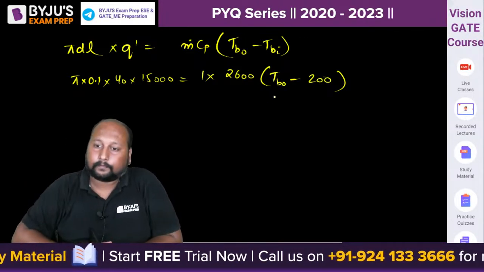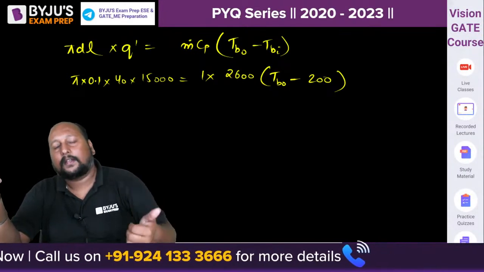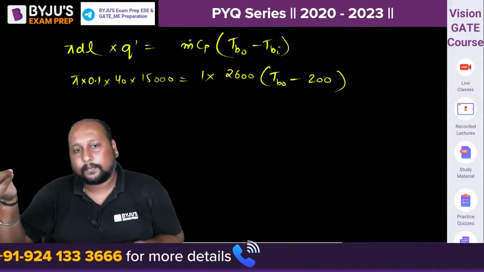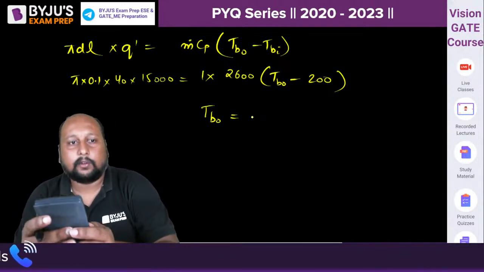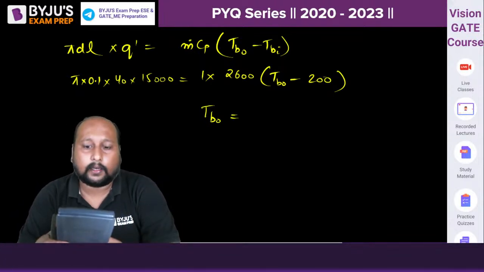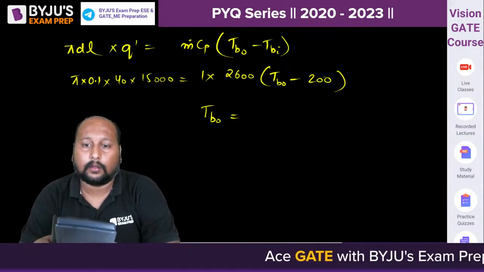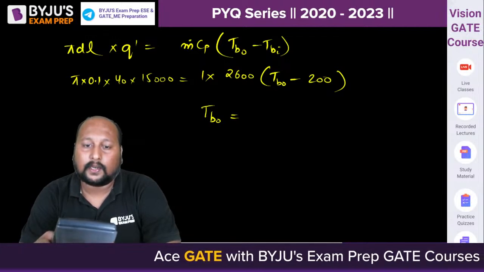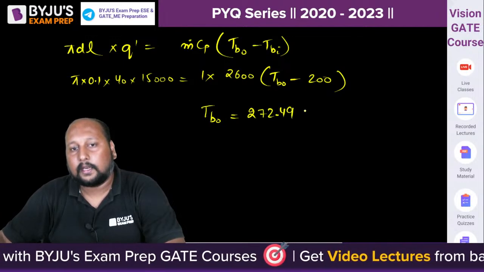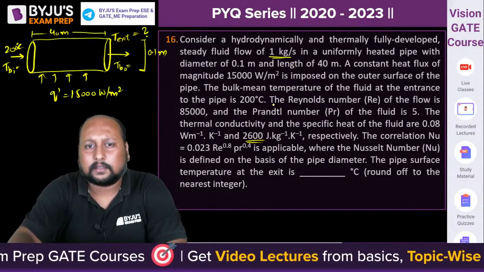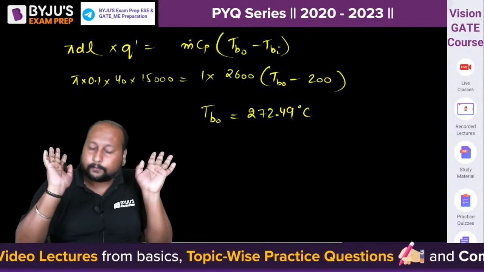Chaliye, quickly calculate the value of T_BO. Once you get the value of T_BO, then we can use the convective heat transfer coefficient concept and get the value. So T_BO is equal to, what is the value you are getting? This is pi into 0.1 into 40 into 15,000 divided by 2600, plus 200. Are you getting 272.49 degrees Celsius? This is the bulk mean temperature of the fluid at the exit.